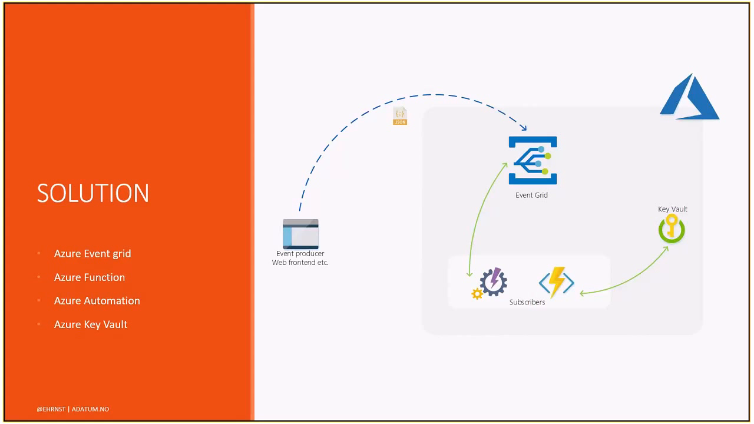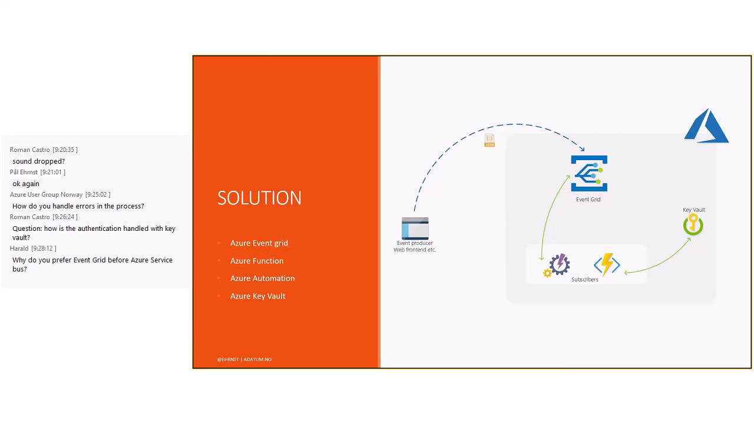We have a question here from Roman. How is authentication handled with Key Vault? In my demo, I wasn't using Key Vault, but in the concept or the production system that we are using, the Azure Function is authenticating to Key Vault itself, and then it extracts the username or whatever it uses for authentication, and then passes it down the row.